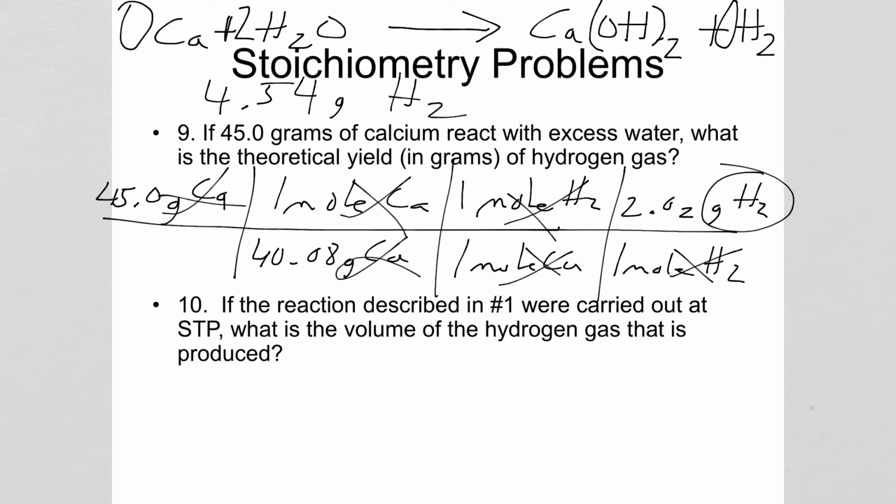Now problem 10 wants to know if the reaction described in the problem above were carried out at STP, what is the volume of the hydrogen gas that is produced? So instead of looking for mass, we're looking for volume. So let's just start back like we did at top. Let's start with the 45 grams of calcium. Just like we did above, convert that to moles.